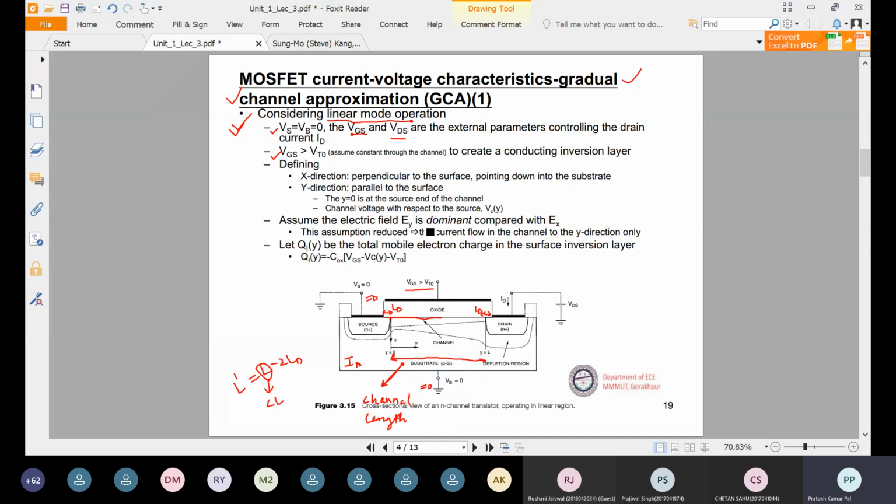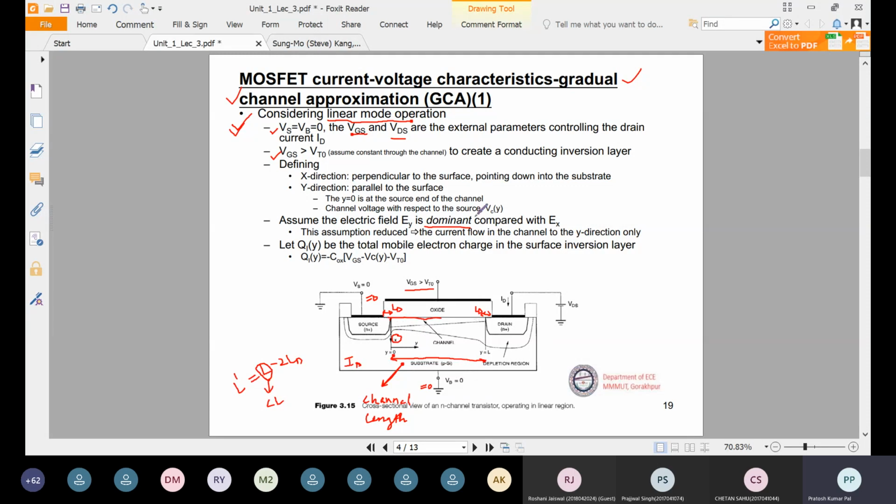Most of the component is in the horizontal direction, and we are neglecting the component of electric field in the x direction. This is only to make the calculations easy. So we are considering only the electric field in this direction.